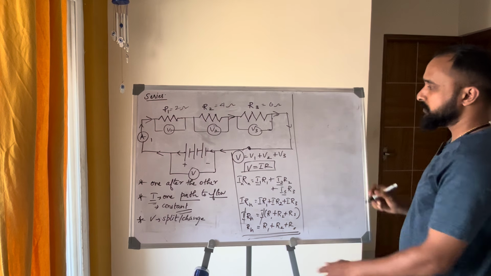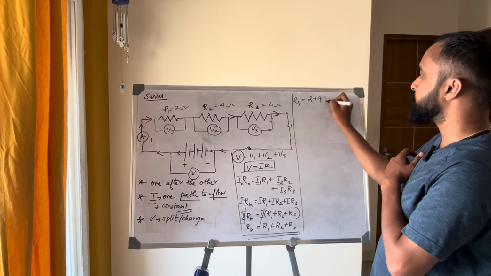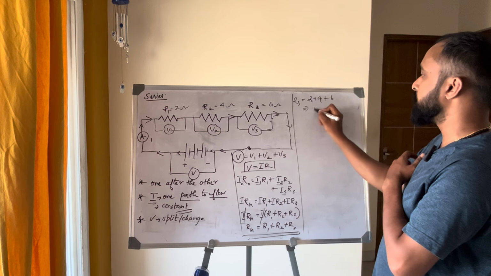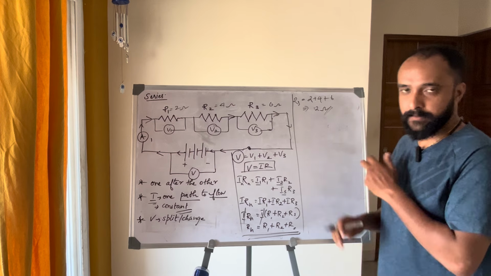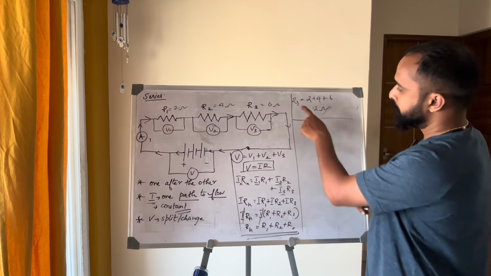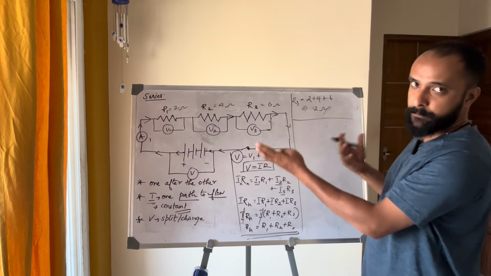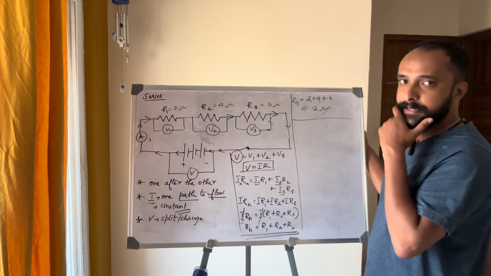Okay. According to this equation, the net resistance is given as 2 plus 4 plus 6, which is nothing but 12 ohms. As simple as that. Is it clear? And one more thing, what you can find is, I replaced Rn with Rs. There is no compulsion. You can write it on your own. The reason why I am writing it as Rs is resistances are connected in series.